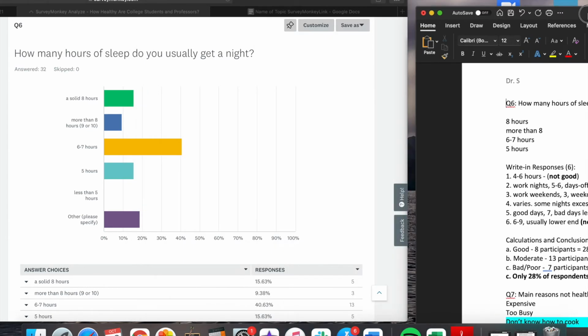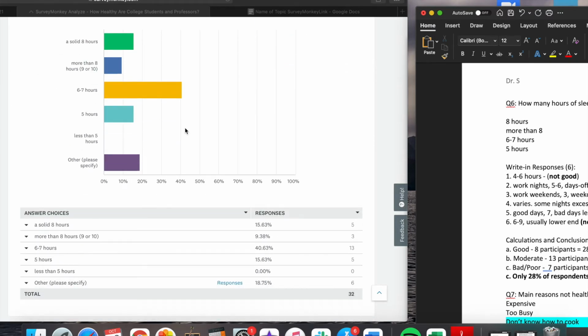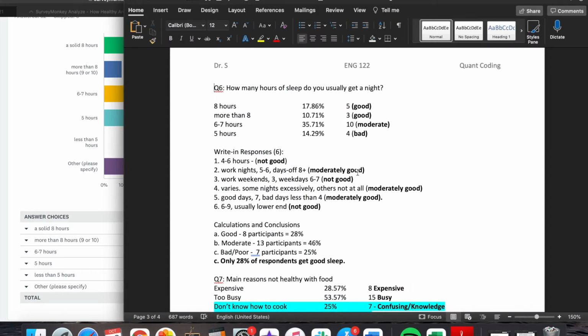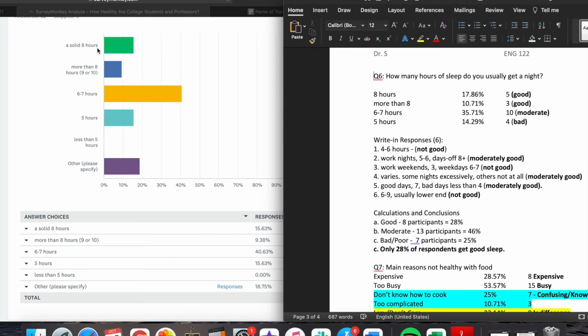Or was this multiple choice? I don't know. Anyway, it was a quantitative question with responses. Okay, so I wrote it down, right? 15% had 8 hours, or it ended up being 17% after an extra person.